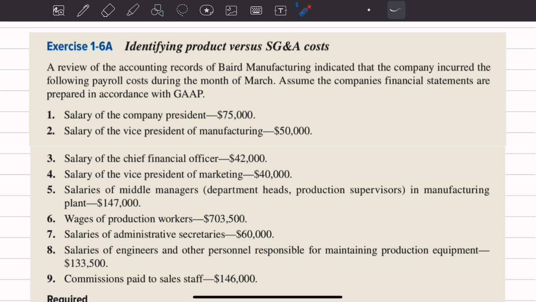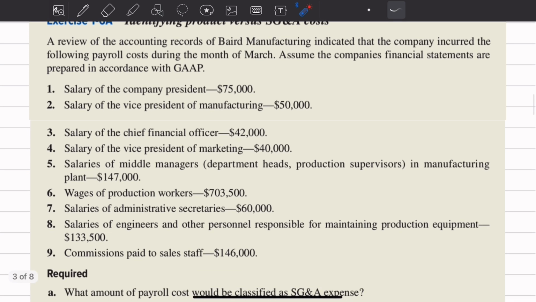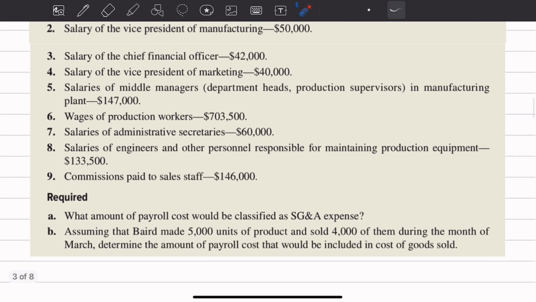It says, a review of the accounting records of Baird Manufacturing indicated that the company incurred the following payroll costs during the month of March. Assume the company's financial statements are prepared in accordance with GAAP, and then they're giving us a list of transactions, mainly payments to their employees, so salary of the company president, salary of the vice president of manufacturing, and so on. Okay, let's see what's required.